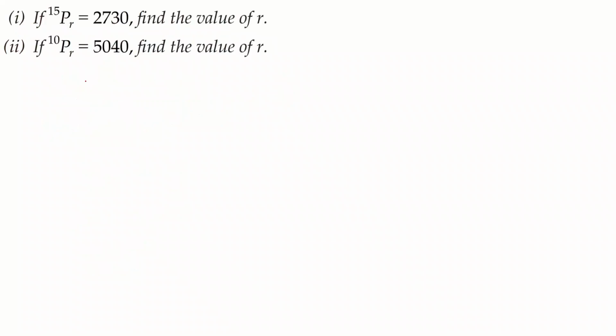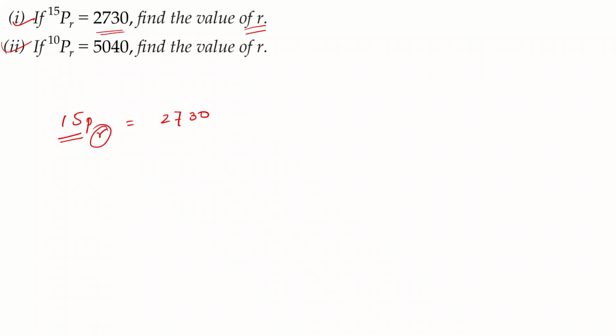Again, 15Pr is equal to 2730. So we have to find out the value of r. So these are exactly two similar questions. I'll just do one and leave the other to you as an exercise. So we are given 15Pr is equal to 2730. Now remember what I told you about the law. The law says that you start with 15 and keep on subtracting 1, and then you write down as many steps as mentioned here.